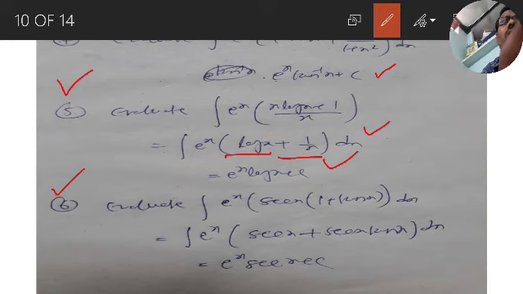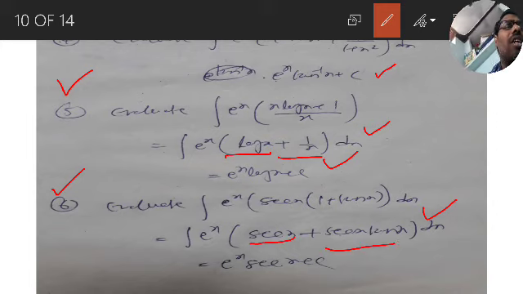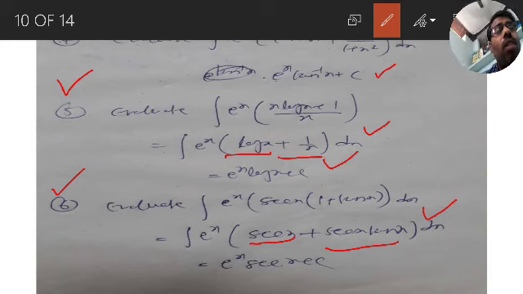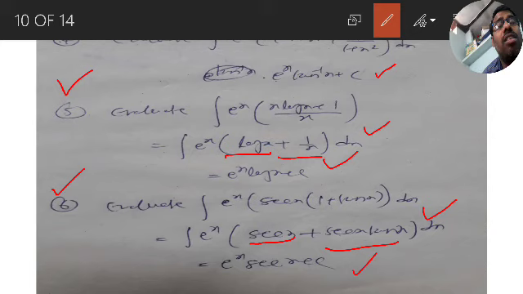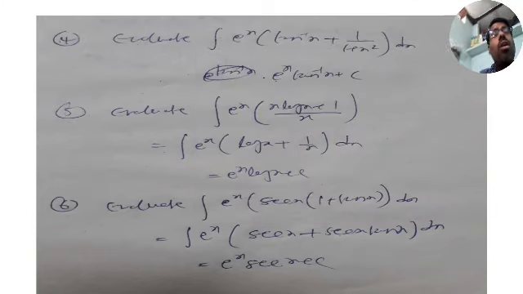The sixth problem is evaluate the integration of e^x sec x (1 + tan x) dx. Sec x into 1 is sec x, plus sec x into tan x is sec x tan x. So e^x (sec x + sec x tan x). Here the function is sec x and its derivative is sec x tan x. So it is of the form integration e^x [f(x) + f'(x)] dx. Therefore the answer is e^x f(x) + c, that is e^x sec x + c. So these are very simple problems. All our previous questions you will get it.